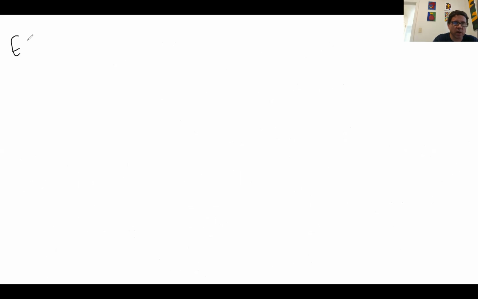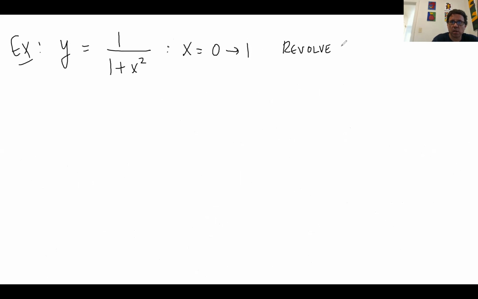So, for example, let's take y equals 1 over 1 plus x squared, and go from x equals 0 to 1, and revolve it around the y-axis. Okay, so picture time. Let's draw the pictures.